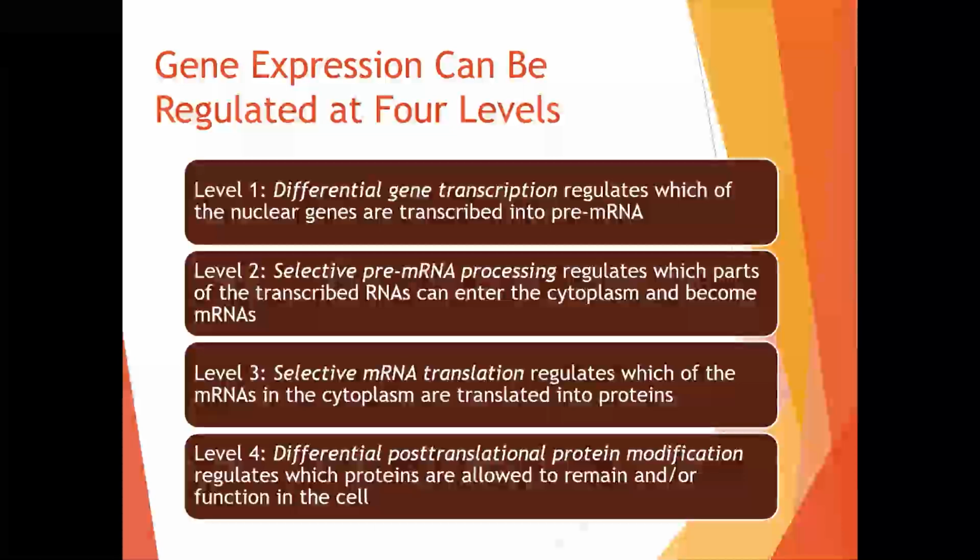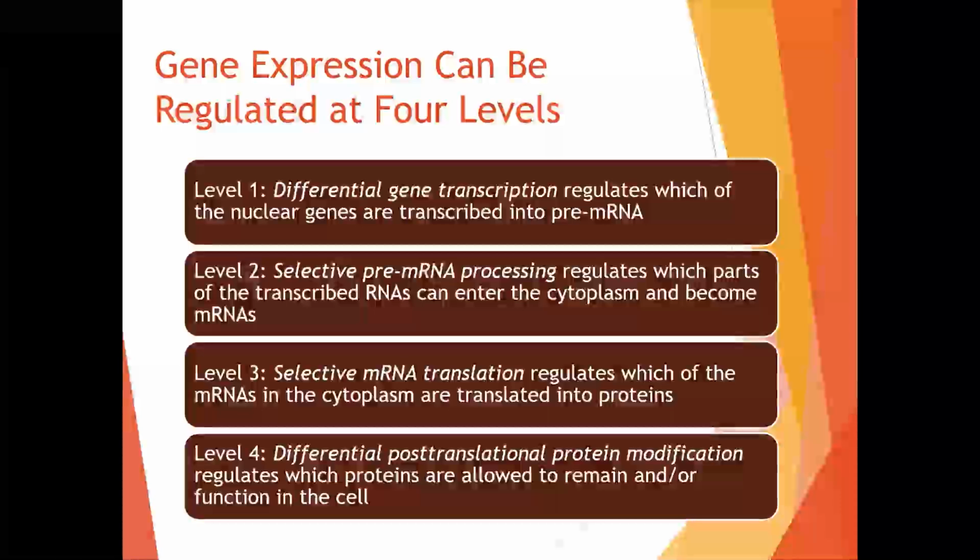The second level is selective pre-mRNA processing, which regulates which parts of the transcribed RNAs can enter the cytoplasm and become mRNAs. So the processing steps from going from pre-mRNA to a mature mRNA would include capping, tailing, and splicing. So at this step, if it does not get capped and does not get tailed, it will very likely not end up out in the cytoplasm and it can't find a ribosome. So that has to occur. We're going to decide which ones actually can leave.